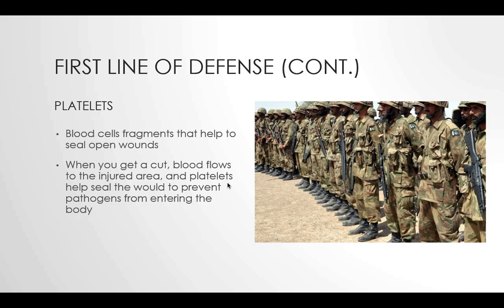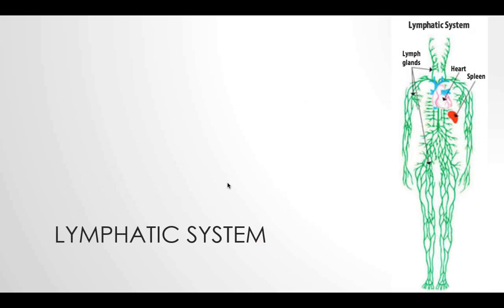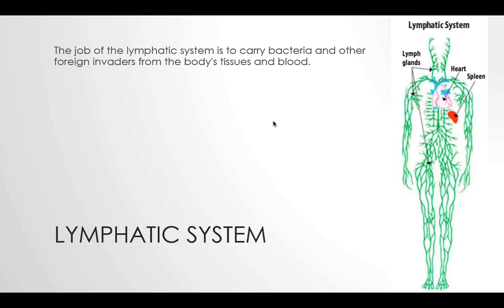Now what happens if they get past our first line of defense, which sometimes they do? Then the lymphatic system kicks in, okay? The lymphatic system is composed of multiple different organs, cells, and tissues, okay? We're just going to introduce it today, and then you'll learn more about it on Wednesday and the days to come, okay? So the job of the system is to carry the bacteria and other foreign invaders from the body's tissues and blood. We don't want them to harm our body, okay?